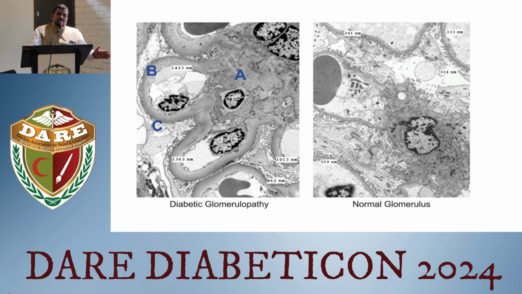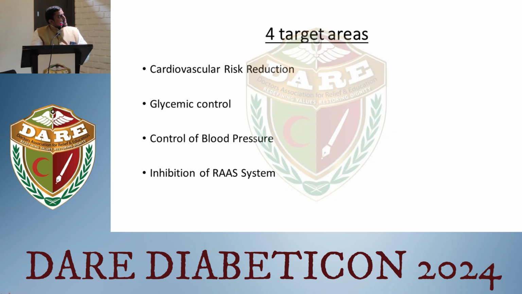Now that we have known the histology, what are the target areas? There are four target areas when it comes to the management of diabetic kidney disease: cardiovascular risk reduction, glycemic control, control of blood pressure, and inhibition of the RAS system. Cardiovascular risk reduction is nothing but having a proper lifestyle and taking care of our diabetic control. Like the previous speaker said, obesity and unhealthy lifestyle.